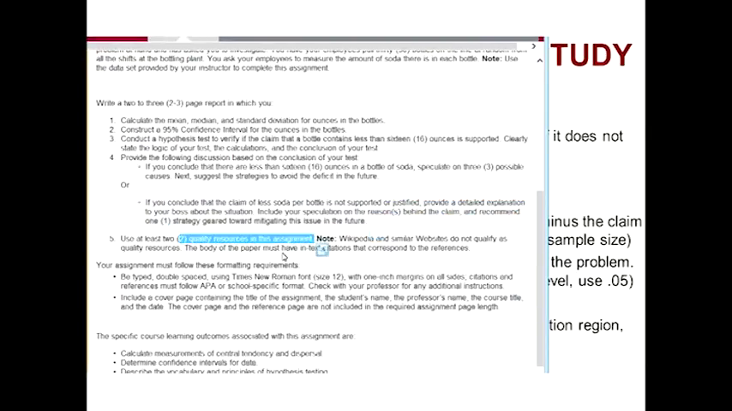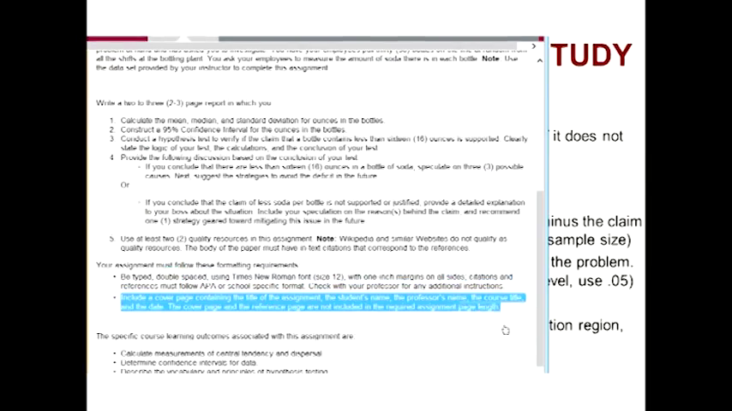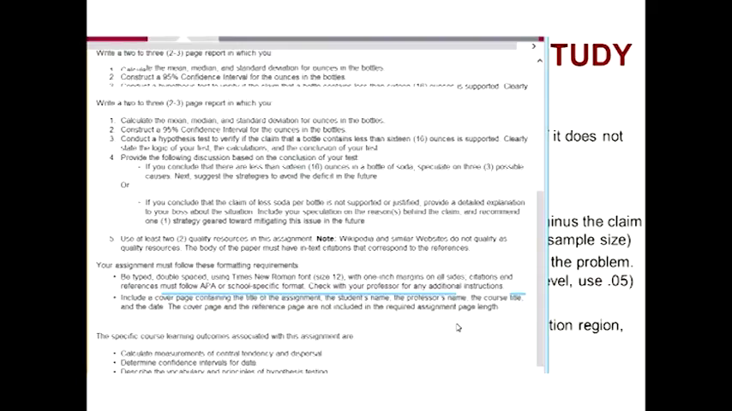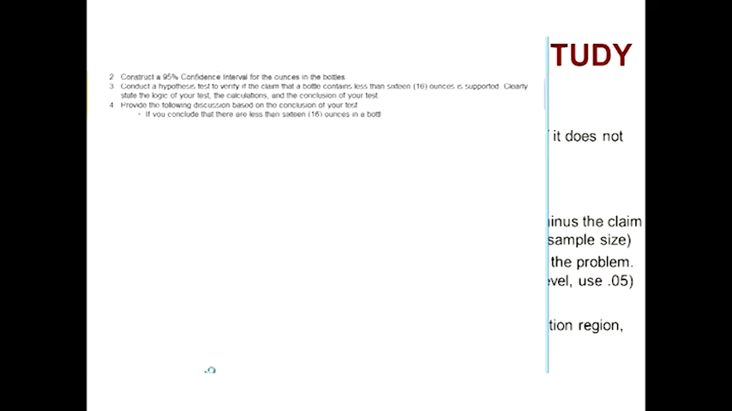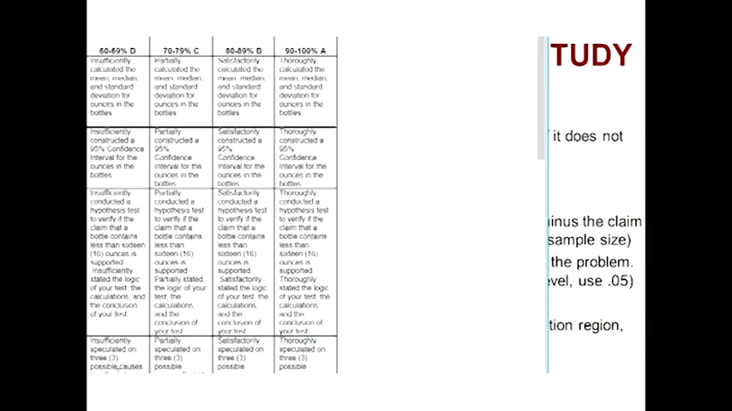Okay? You need 2 quality resources, one of which can be a textbook. You're going to use in-text citations and then list the references at the end. You're going to type double space, Times New Roman, 1-inch margins, and APA. And then you're going to include a cover page containing the title, your name, the professor's name, the course title, etc., etc., etc. Okay? So click here to view the grading rubric.